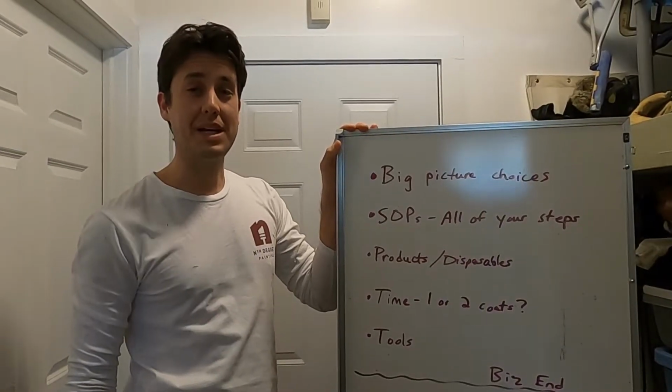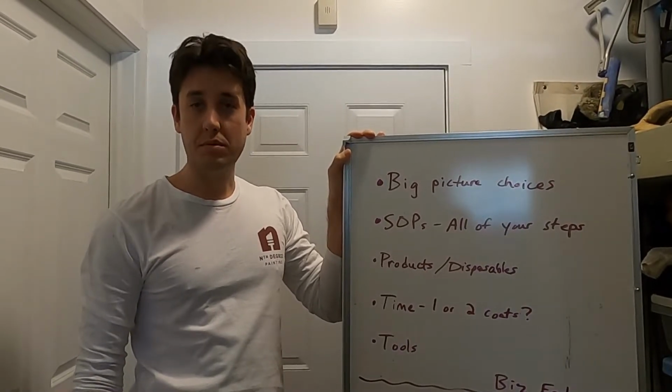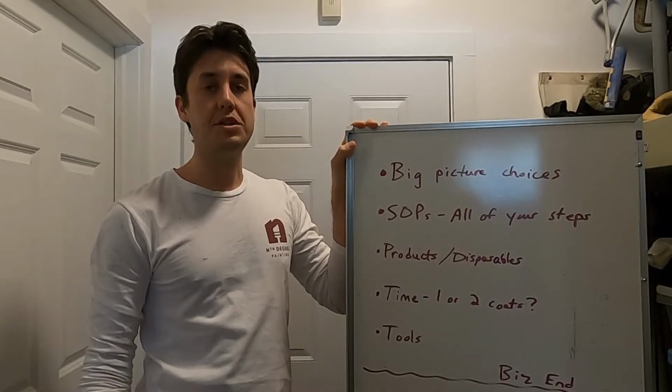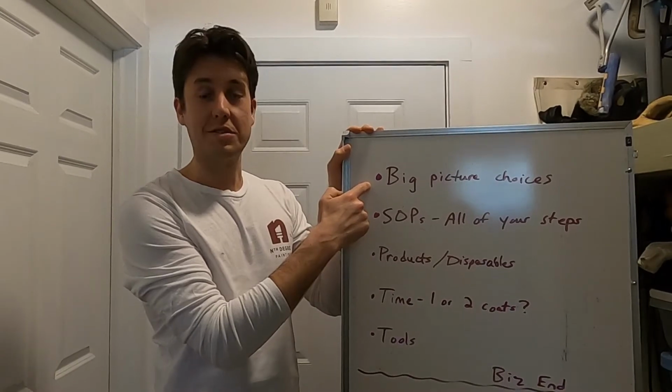So, starting with big picture choices, what does that mean? Caulking floating panels. Most people don't, but if you are in an environment like Arizona and nothing really moves that much, some people caulk panels. You need to choose, do you or don't you? I'm in the Northeast, I certainly don't.